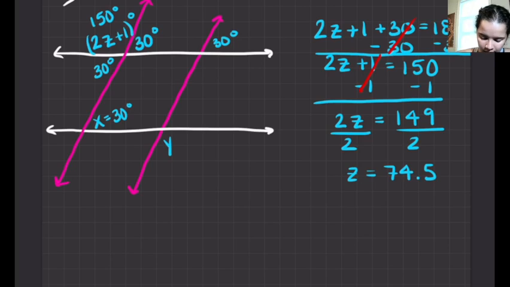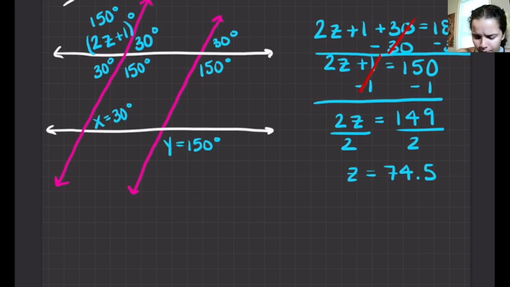All right. And then now we're just missing y. Dun, dun, dun. All right, so this angle over here is 150 because they're vertical. This angle over here is 150 because these are corresponding, which means that y is going to be 150 because they are corresponding, these two right here, okay?